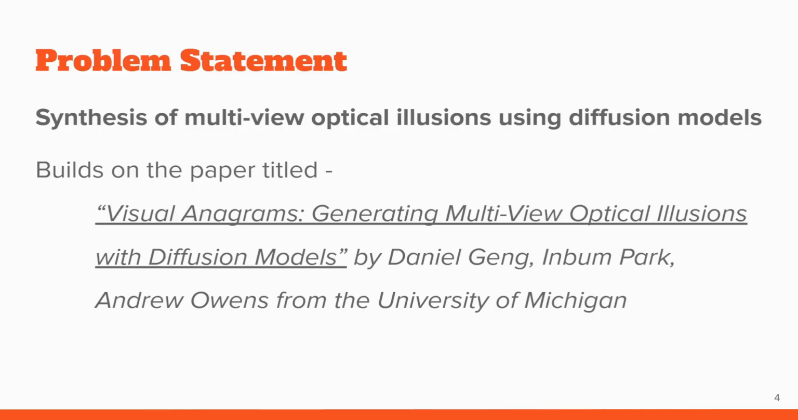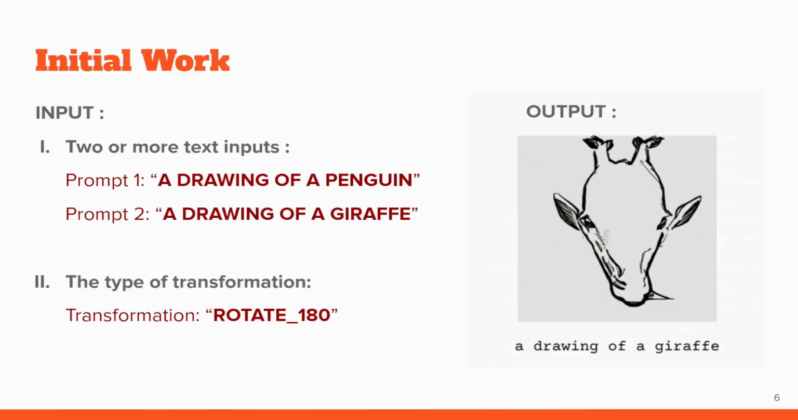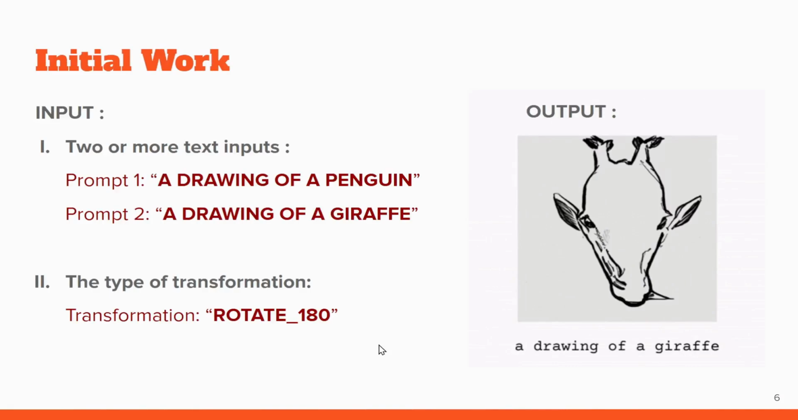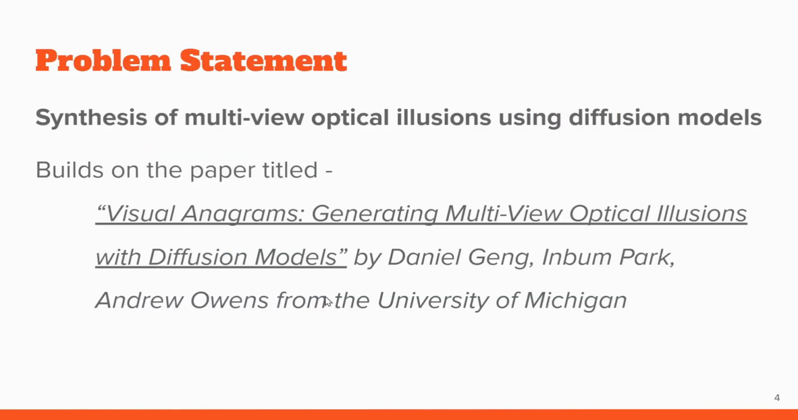The problem we address is synthesizing an optical illusion using diffusion models. We generate a single image that satisfies two different prompts without compromising either meaning. Our work builds on a 2024 paper by Geng et al., which introduced the initial method to generate visual anagrams.